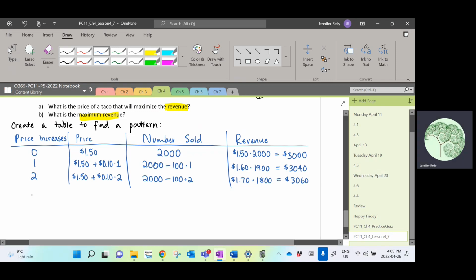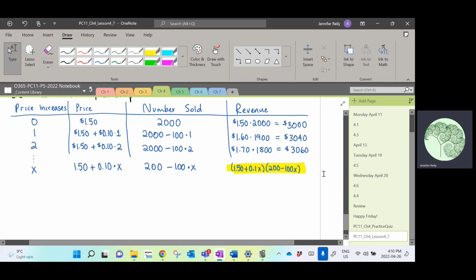Okay. So let's say I have X price increases. So I'm going to go dot, dot, dot, X. What's the pattern here? The price would be $1.50 plus 10 cents times X, okay? And the number sold would be 200 minus 100 times X. And the revenue would be these two numbers multiplied together. So the revenue would be 150 plus 0.1X. The number sold would be 200 minus 100X, and that would be my revenue. Now we want to maximize this. Okay, so let's find the maximum of that function.